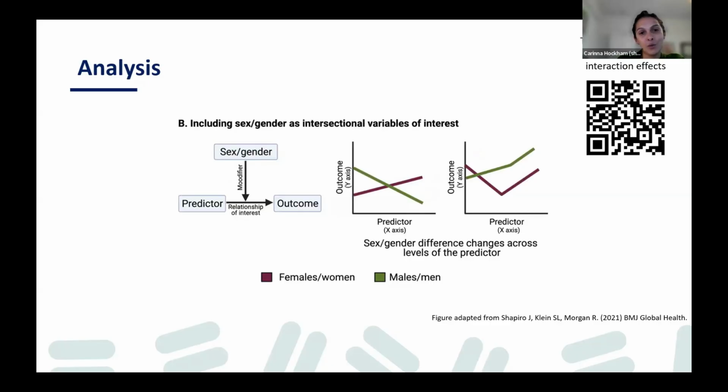However, this assumption doesn't always hold, and it's been increasingly recognised and indeed increasingly shown that sex and gender can act as important effect modifiers of other exposure outcome associations. Unfortunately, we won't have time today to walk through the technical details of interaction analyses, but I've included a QR code here for an excellent tutorial paper that explains how to explore these differences.